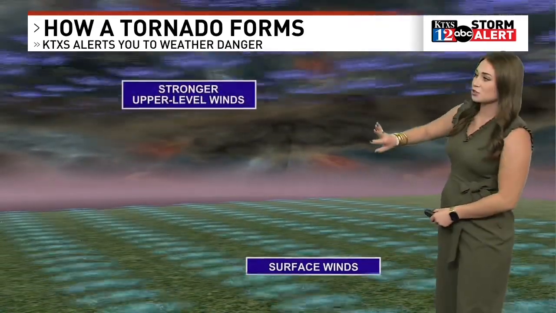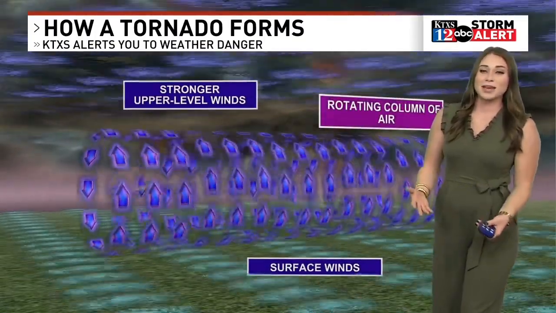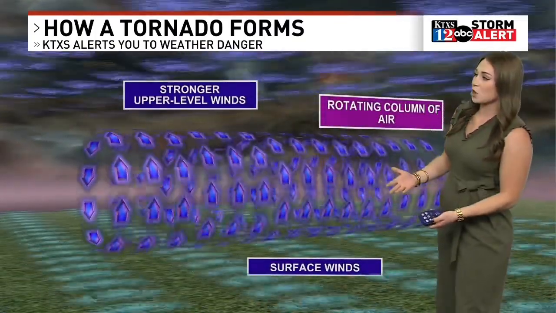West Texas is no stranger to tornadoes, but do you know how they're formed? We have to have a thunderstorm first, but also your surface level winds and stronger upper level winds. Now these winds are typically moving at a different speed and direction, and that's called wind shear.